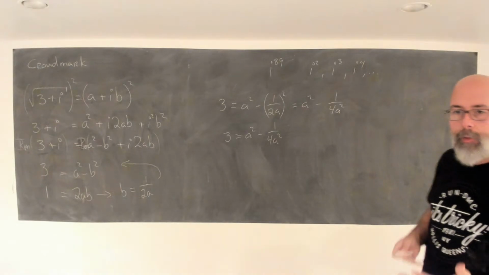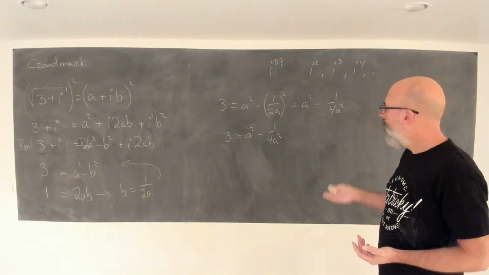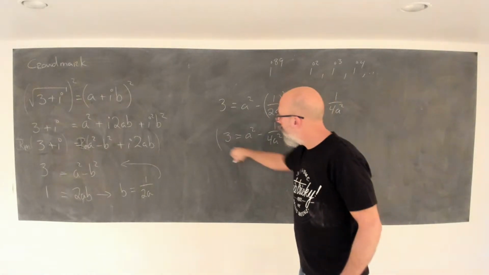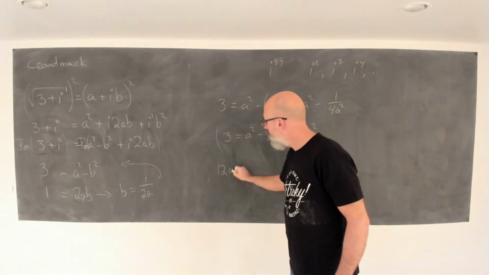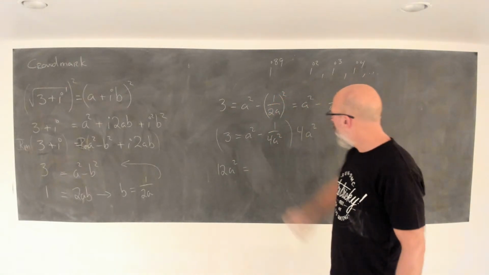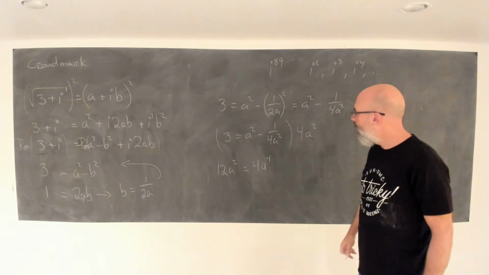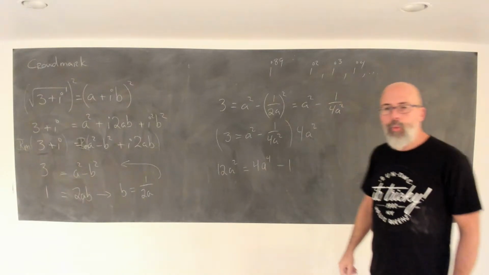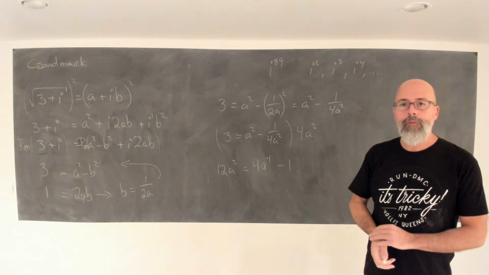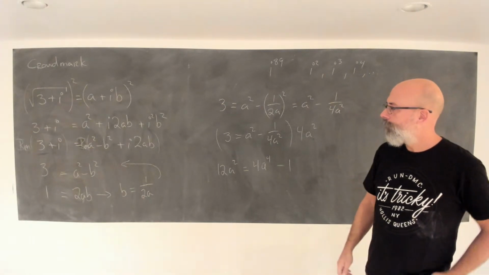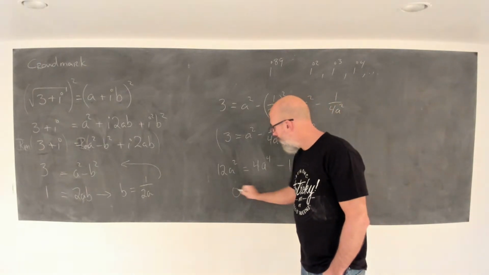Again, you have options here. Maybe common denominator, or multiplying both sides by 4a squared. Again, if you do the same to both sides, equality is maintained. So let's do that. Here we get 12a squared. 4a squared times a squared is 4a to the 4. And here, 4a squared times 1 over 4a squared. Well, everything cancels, and we just get 1. Multiplying by 4a squared gets rid of the denominators. Bring this to the other side.